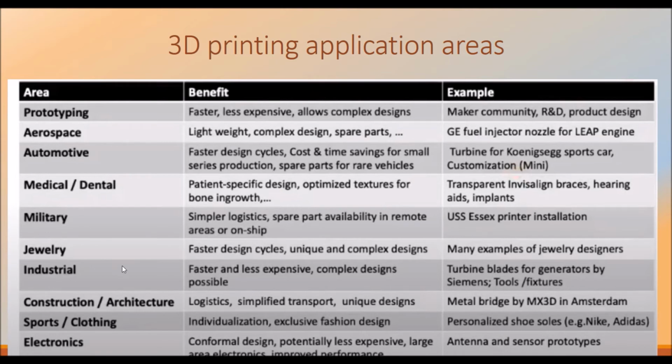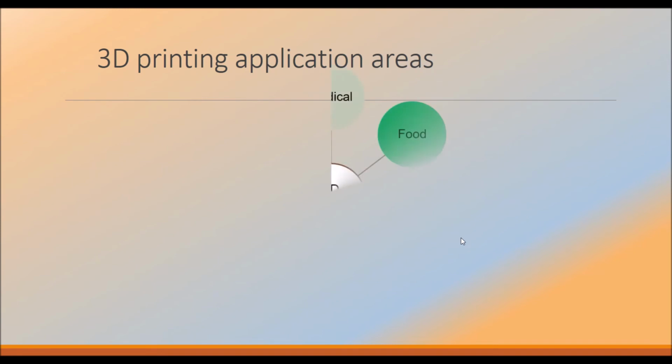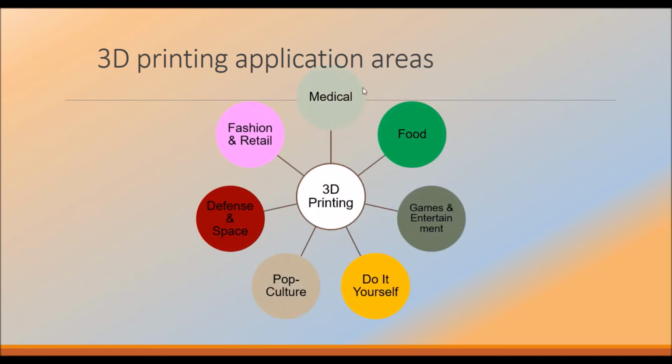And the different areas will have different benefits. Like in jewelry, you can use this 3D printing. Next, industrial, construction or architectural, sports or clothing, and electronics. So there will be different types of benefits as per their applications. Next, coming to areas, you can use it in the medical field, food, games and entertainment, do it yourself, pop culture, defense and space, fashion and retail. In these different areas, 3D printing can be used.